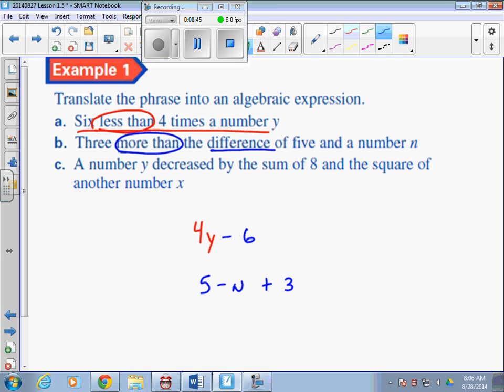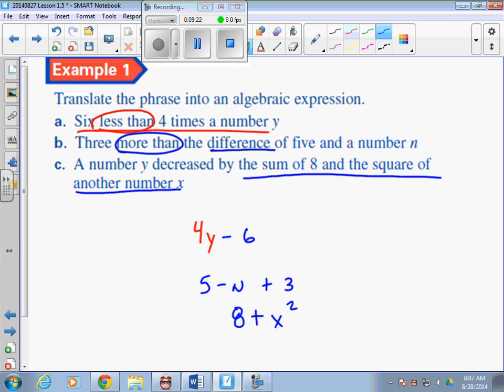And then the last one says a number y decreased by the sum of 8 and the square of another number x. Got a lot to do in this one. So let's look at just this part: the sum of 8 and the square of another number x. We know that sum means plus. So 8 plus another number x, and the square of it means squared. So 8 plus x squared.